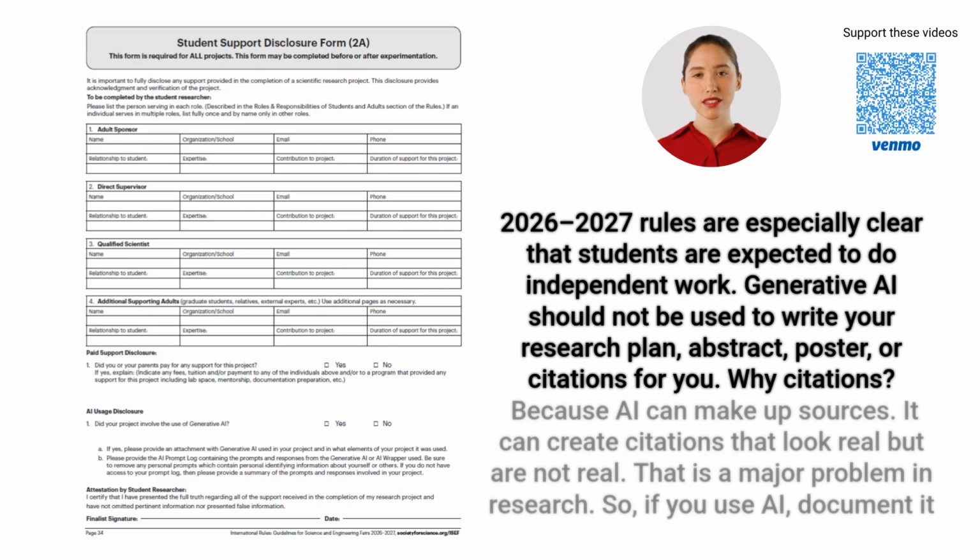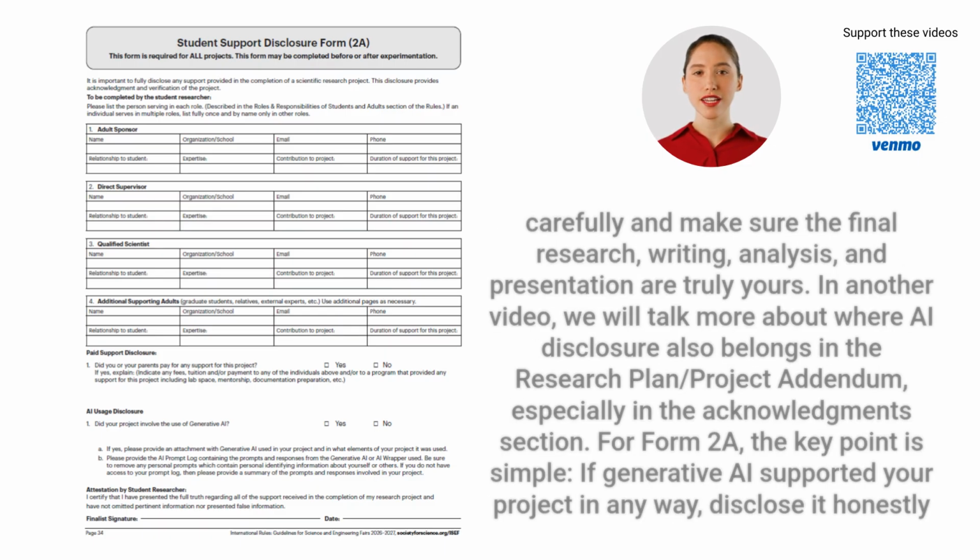Why citations? Because AI can make up sources. It can create citations that look real, but are not real. That is a major problem in research. So, if you use AI, document it carefully and make sure the final research, writing, analysis, and presentation are truly yours.